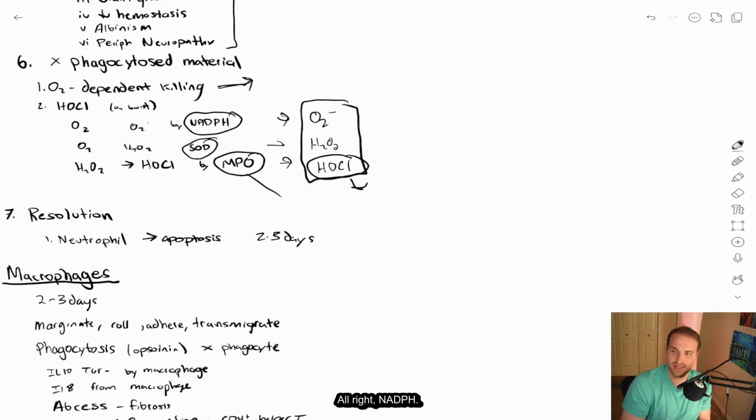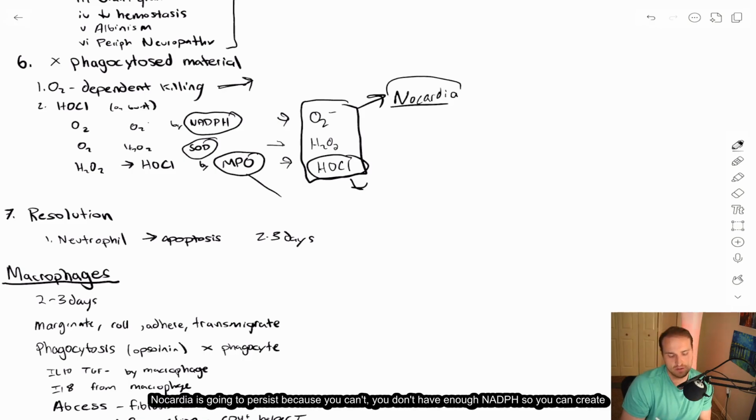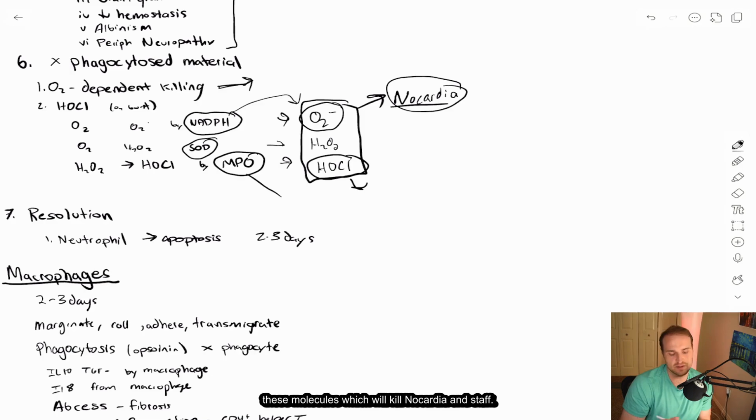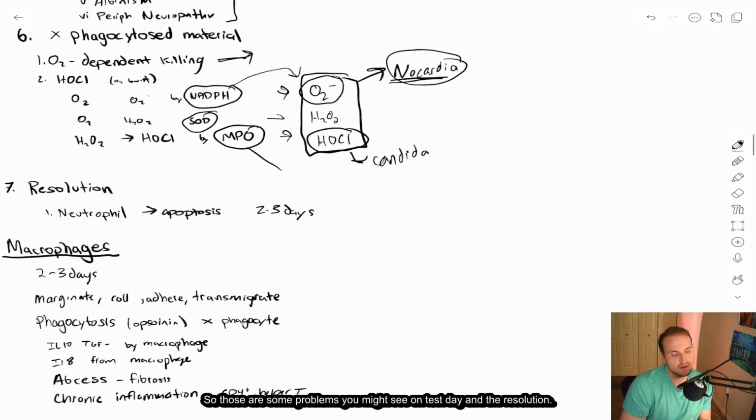All right, NADPH. If you have an oxidase defect, like in CGD, for instance, you can cause catalase positive infections, so like Staph aureus and like Nocardia. Nocardia is going to persist because you don't have enough NADPH so that you can create these molecules which will kill Nocardia and Staph. All right, so just MPO, got to think of your Candida as well. So those are some problems you might see on test day.